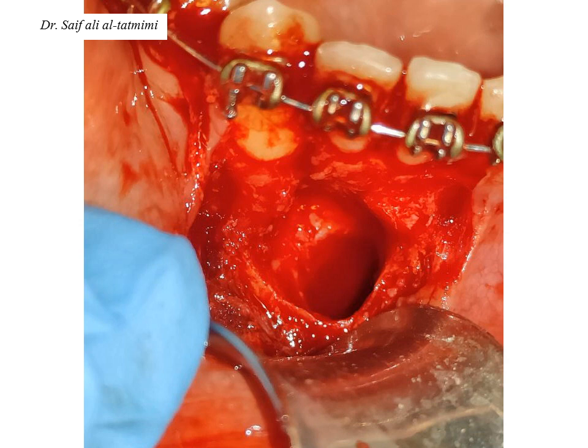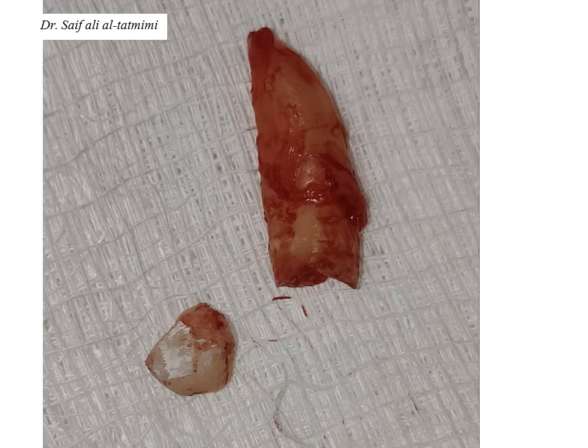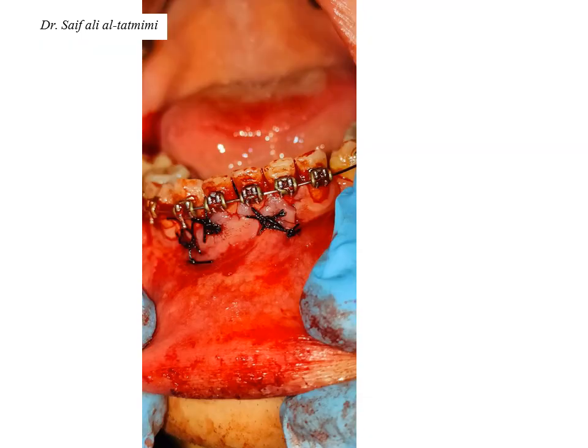This is the extraction socket immediately after extraction, and this is the impacted tooth. Finally, the suturing photograph. I hope you liked the case.